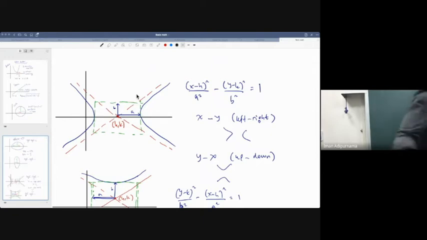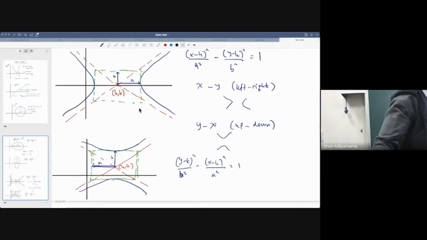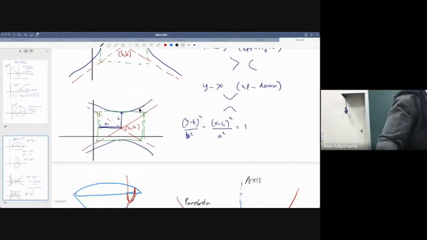The other one is the other form. It's y minus x. So it's up here. And now A is here, B is here. Okay, it's the distance from vertex to center and center to this box.